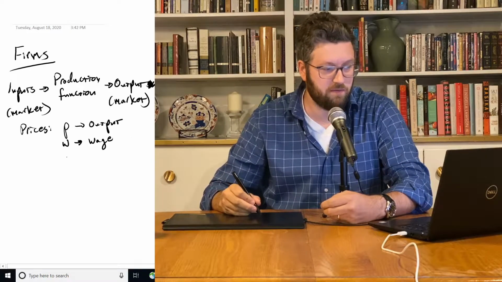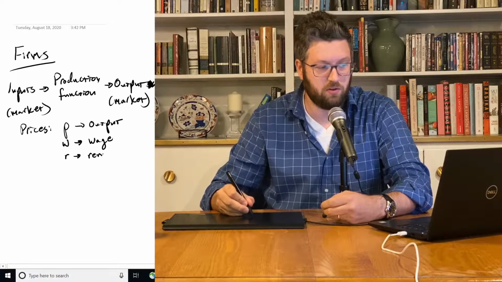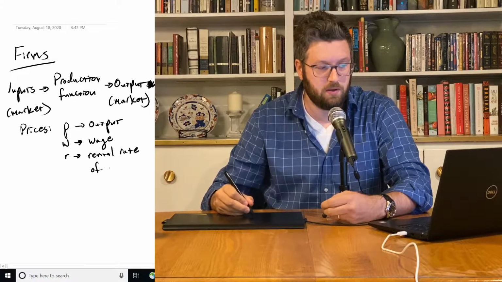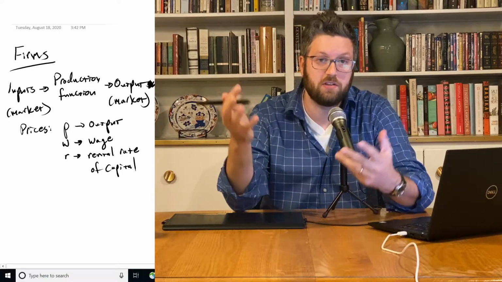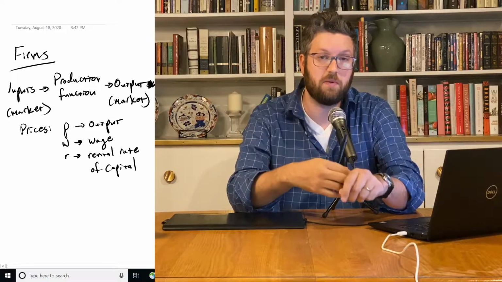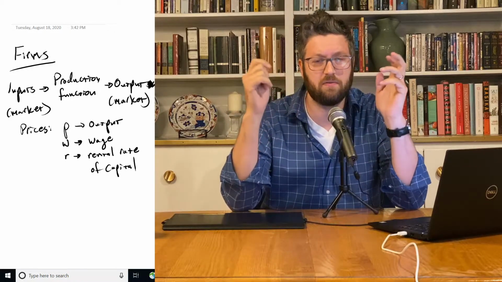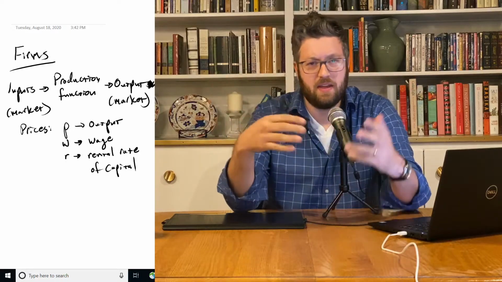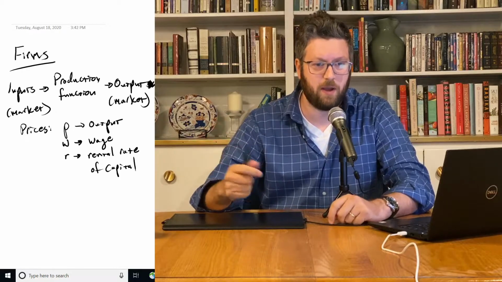And we're also going to very frequently use the letter R, which is the rental rate for capital. That tells you how much it costs to rent a machine for a certain amount of time. In this course, we're going to typically assume it's a lot simpler if firms rent machines rather than buy them outright. But that's not a big deal, and you can show that they're kind of equivalent if you think of it the right way.